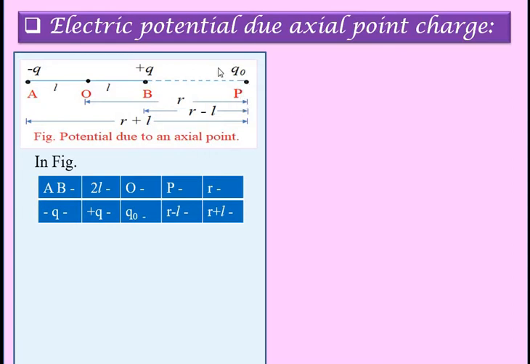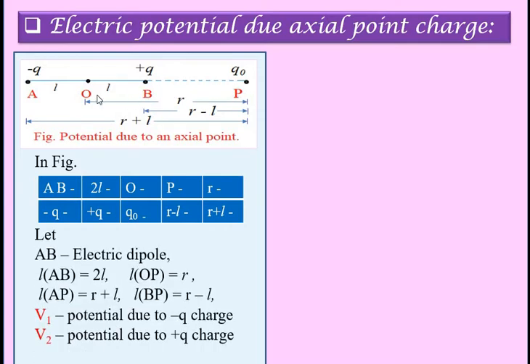We have to obtain the electric potential at the axial point P. Axial point P is along the axis of the dipole. As the distance OP is equal to R, the distance BP becomes R minus L, and the distance AP is equal to R plus L. Here, minus Q charge is at a distance AP from the charge Q0, and plus Q charge is at a distance R minus L from the charge Q0.